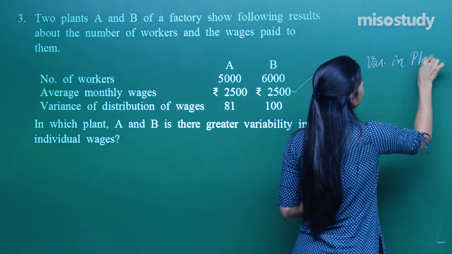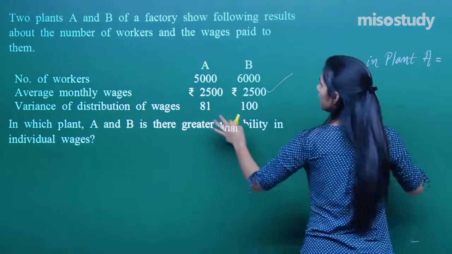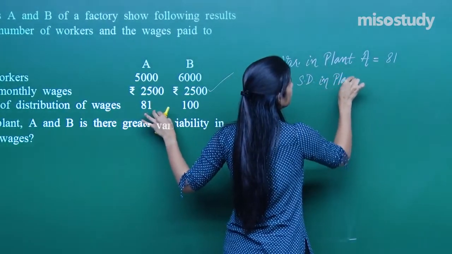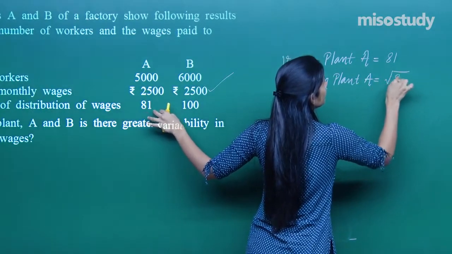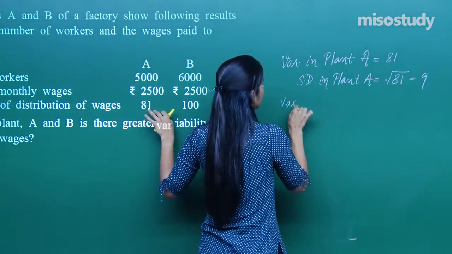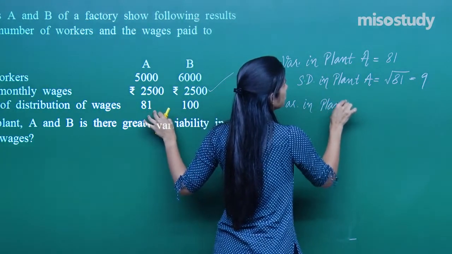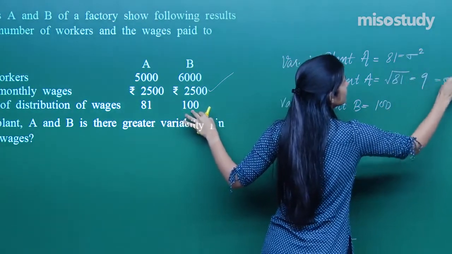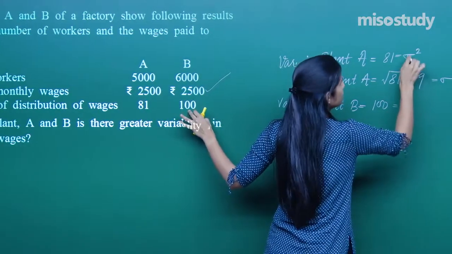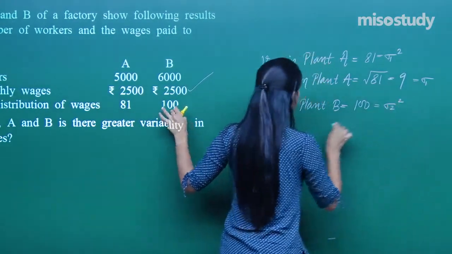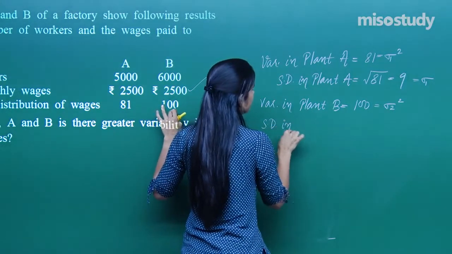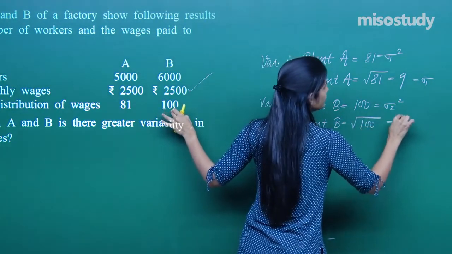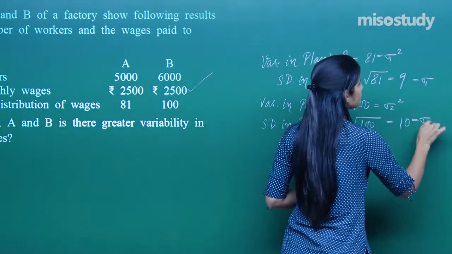So variance in plant A is 81. Therefore, standard deviation in plant A is the positive square root of variance, that is 9. Variance in plant B is given as 100. This is actually sigma square, and what I am calculating is sigma. So let me say sigma 1 square, this is sigma 1, this is sigma 2 square, and therefore standard deviation in plant 2 or in plant B is the positive square root of 100, which is 10. This is my sigma 2.